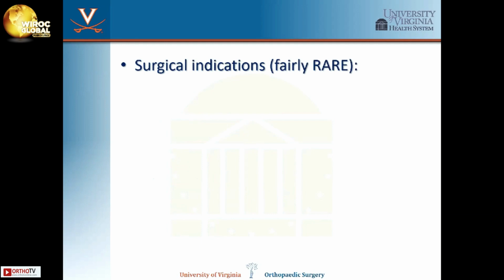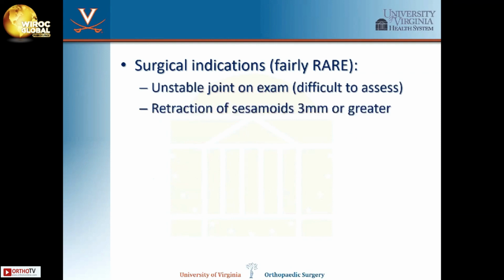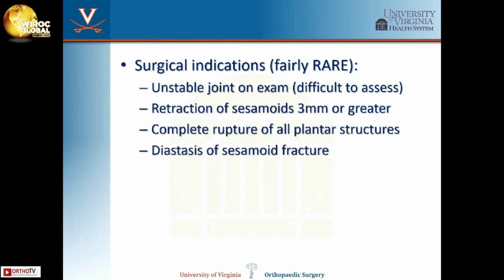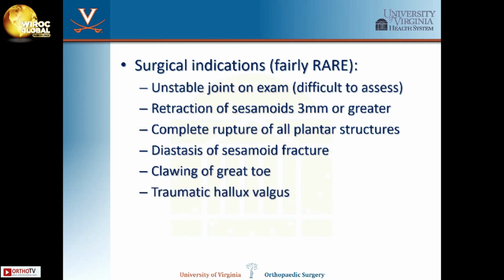Surgical treatment, the indications, these severe injuries are fortunately fairly rare, but an unstable joint on exam, retraction of the sesamoids 3 millimeters or greater compared to the contralateral side, a complete rupture of all plantar structures, which can be seen on an MRI, diastasis of a sesamoid fracture, clawing of the great toe, traumatic hallux valgus, and loose bodies within the joint.